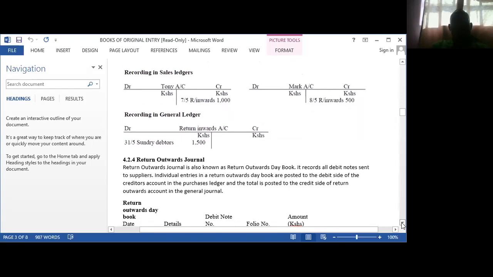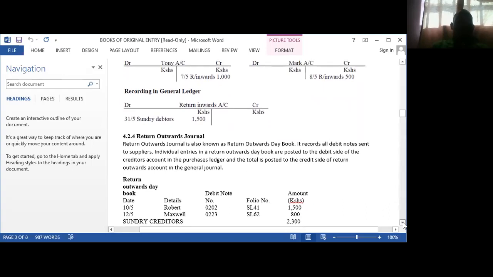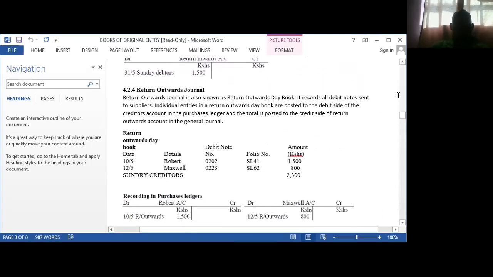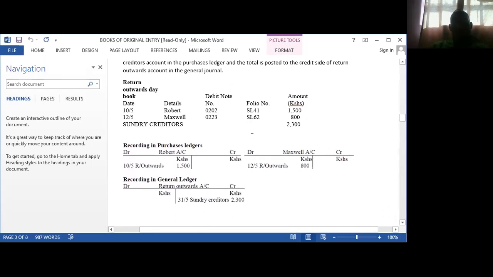Then we have another document called the return outwards journal. The return outwards journal is going to record purchases returns, and the source document for return outwards is actually the incoming credit note. And you find that it is going to be like this. When we purchase goods, we normally credit the suppliers who sold to us, but when we return goods to them, we debit those particular suppliers by return outwards, like that.